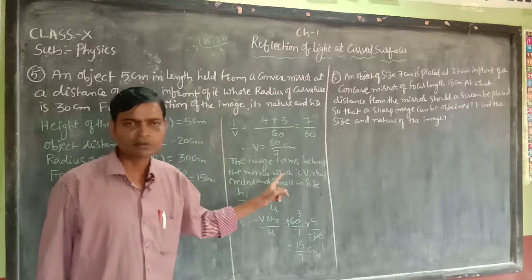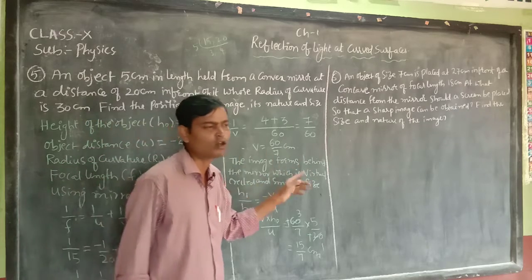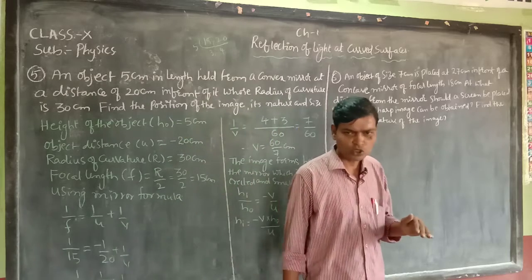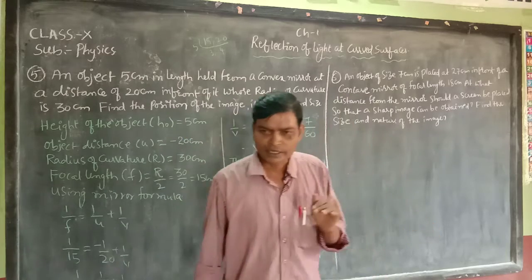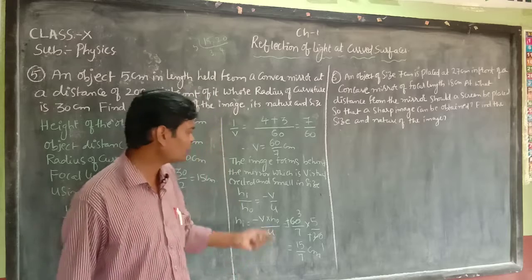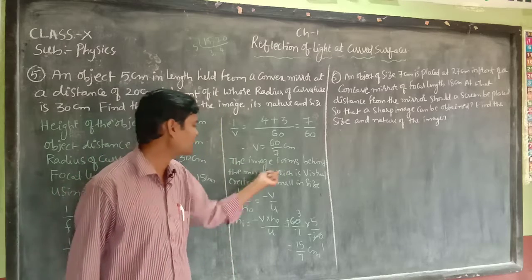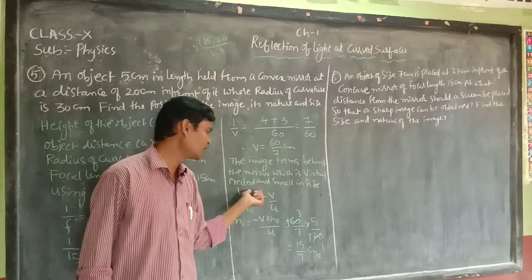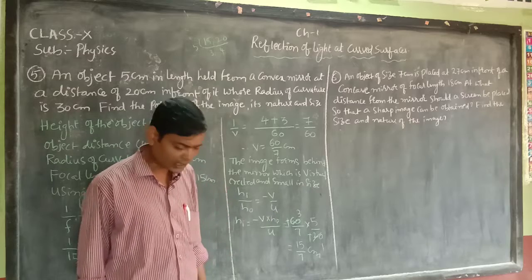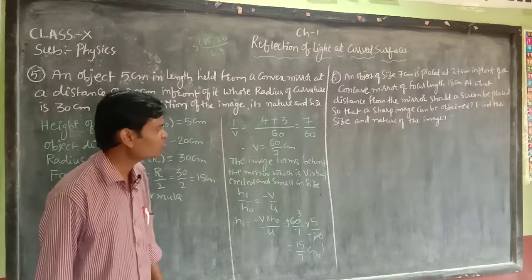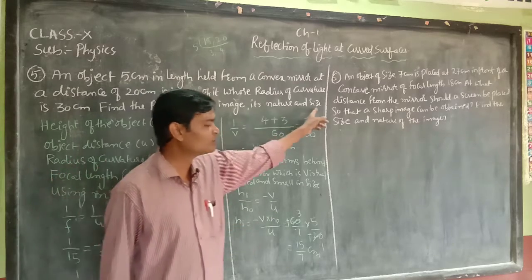But in convex mirrors, the image always forms behind the mirror, that too virtual, erect and smaller in size. That we know, that's what we directly wrote: the image forms behind the mirror, which is virtual, erect and smaller in size. And then he has also asked to find out the size of the object.